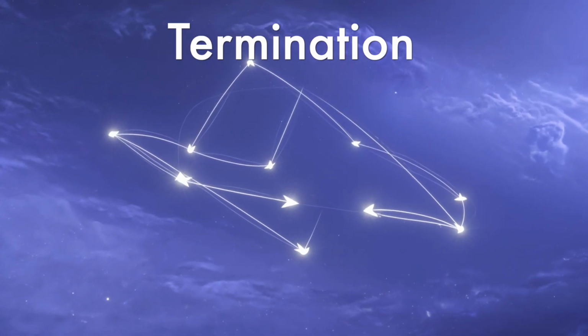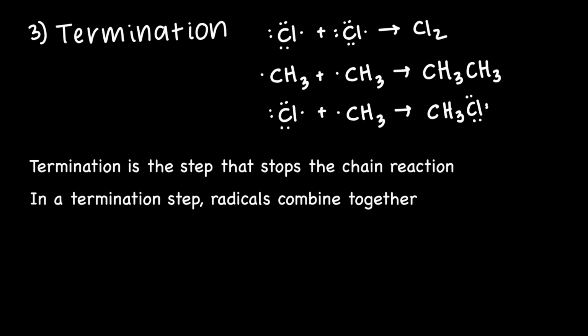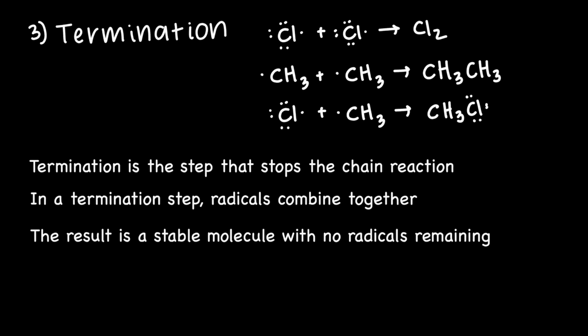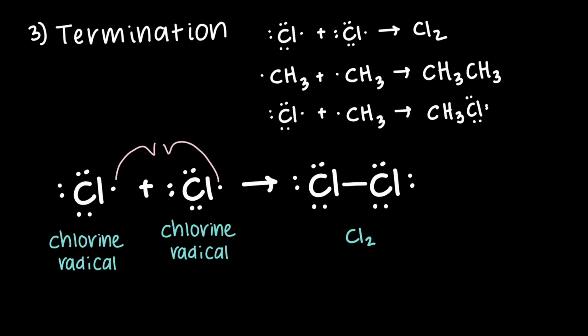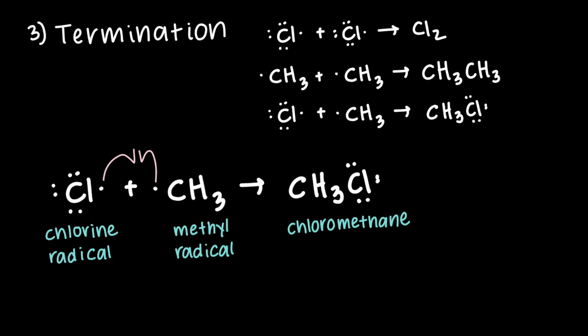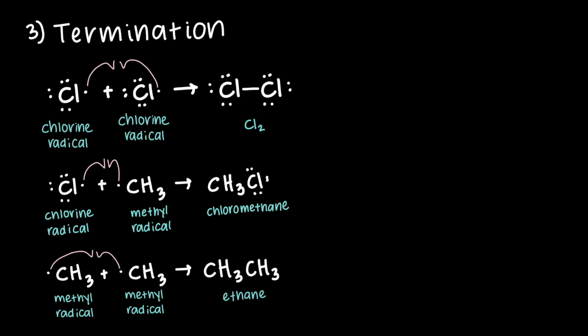Now let's discuss termination. Termination is the step that stops the chain reaction. In a termination step, radicals combine together. The result is a stable molecule with no radicals remaining. Let's look at some examples. A chlorine radical combines with another chlorine radical. This forms Cl2. A methyl radical combines with a chlorine radical. This forms chloromethane. A methyl radical combines with another methyl radical. This forms ethane.